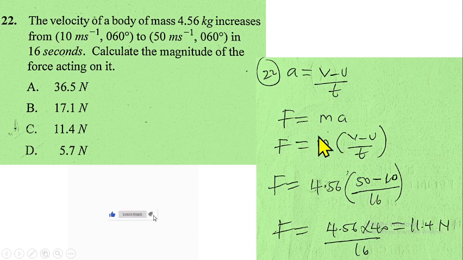So we know the mass of the body, which is 4.5 kilograms, and the time it takes, which is 16 seconds. If you substitute that here, you have 4.5 times (50 minus 10) over 16. Then 50 minus 10 is 40, divided by 16. If you simplify that, that should give us 11.4 Newtons as the magnitude of the force acting on it. And option C is the correct option for question number 22.